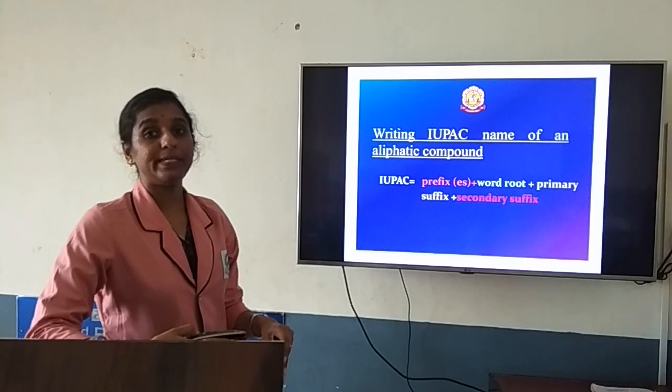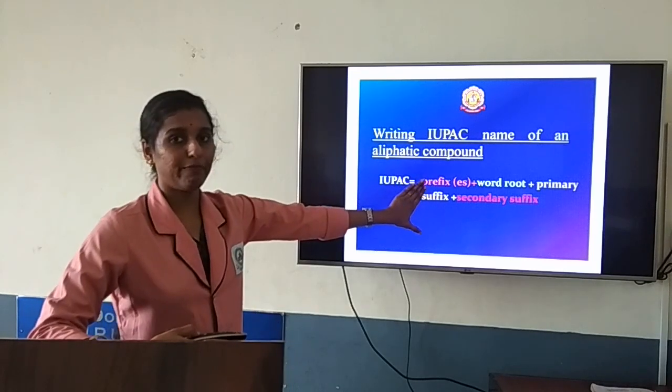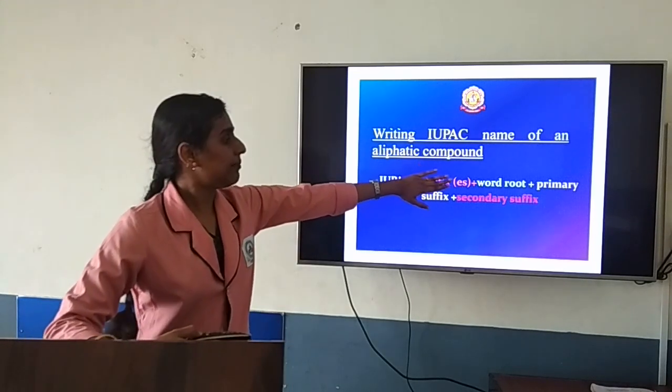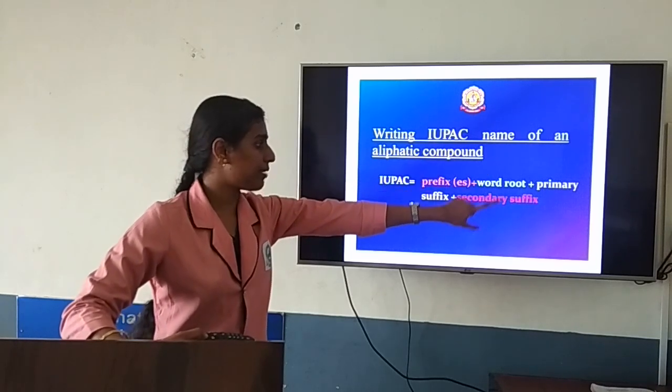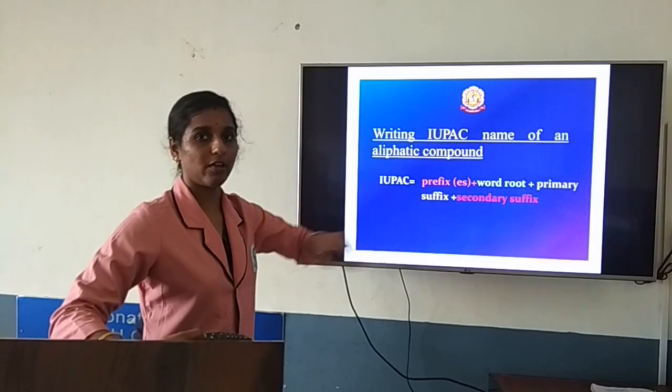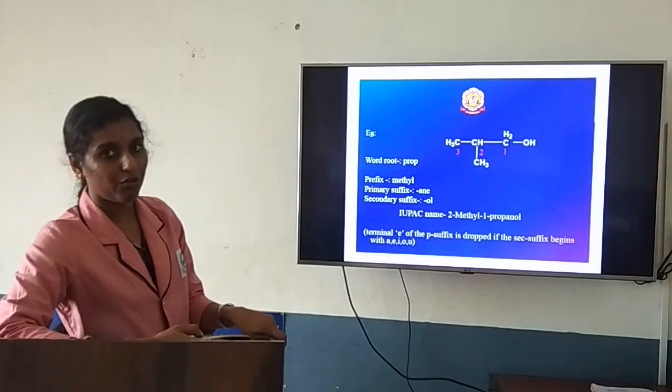The compound need not have a prefix. Sometimes it won't have a prefix. Then you are supposed to go with the word root, primary suffix, and secondary suffix. Okay, so this is the way of writing a compound. Now some of the examples we are going to see.